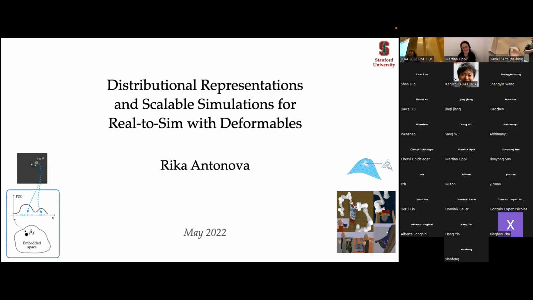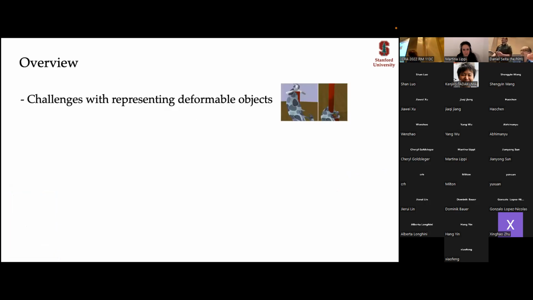So previously it was a wonderful talk, and Sharon started mentioning that one of the difficulties is how do we represent deformables, how do we do state estimation for deformables, and this in part is what I'm going to address. Then I'm going to talk about scalable simulations and real-to-sim in that context.